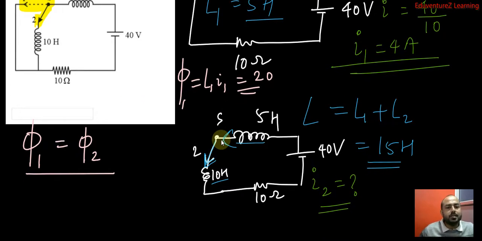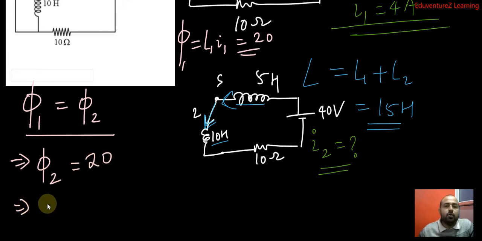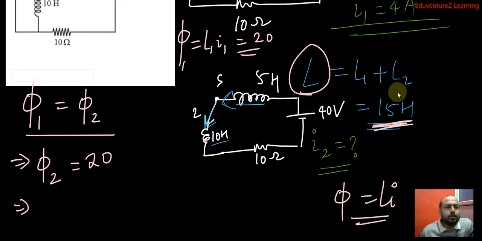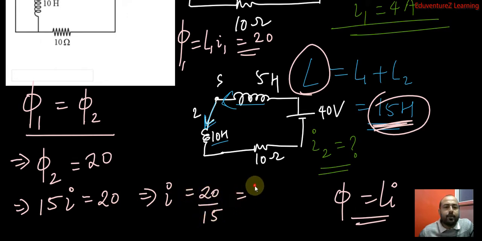Now when the switch changes its position from 1 to 2, the flux doesn't change immediately. So the initial flux should be equal to the final flux. So phi 2 equals phi 1, and phi 1 is 20, and phi 2 is this inductance, 15, times the current, since Li is the formula for flux. We do not know the current value. So 15 I equals 20. Now I equals 20 upon 15, which is 5 into 4 upon 3.